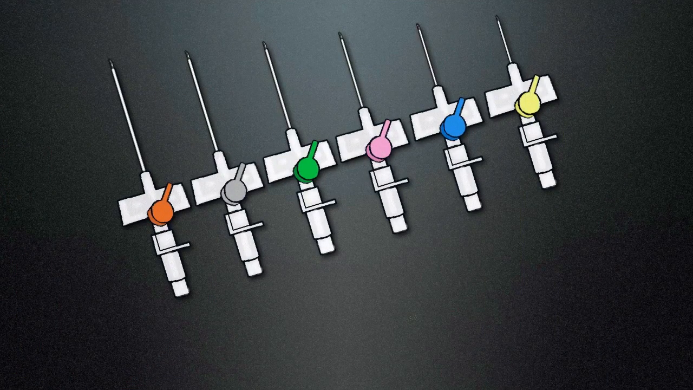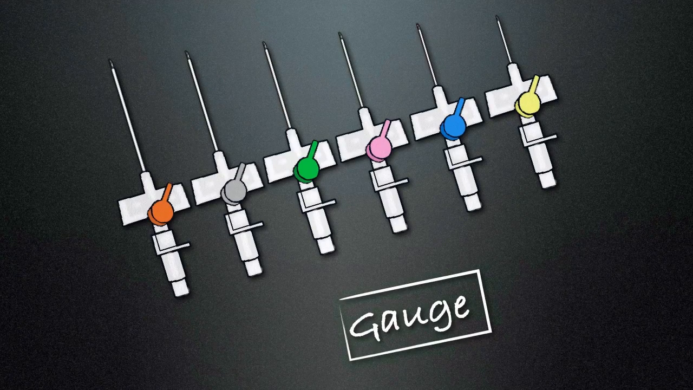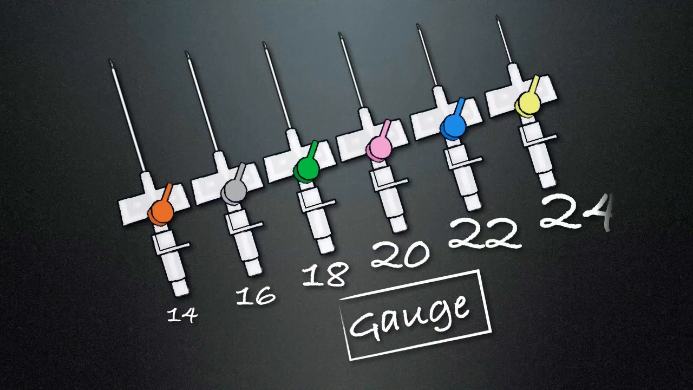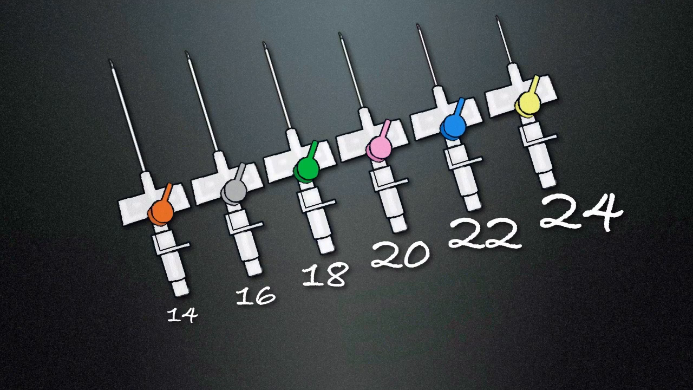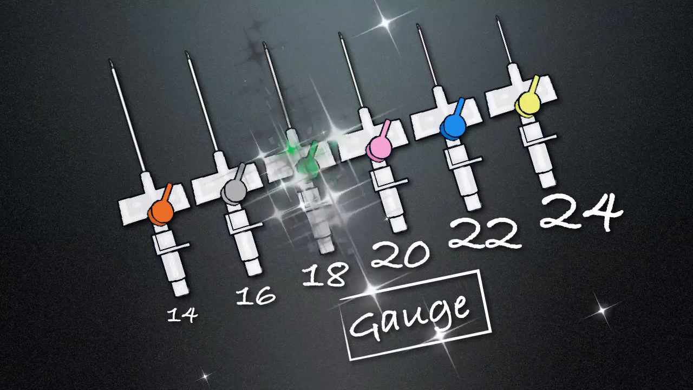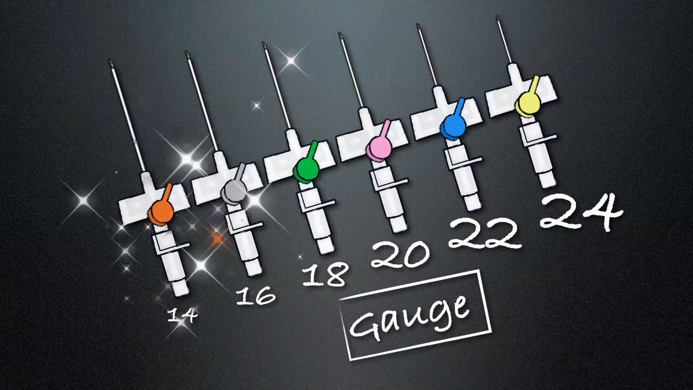IV cannulas come in a variety of different sizes and lengths. The size of a cannula is referred to as its gauge, and the larger the gauge number, the smaller the size of the cannula. Most IV cannulas are universally color-coded, meaning that an 18-gauge cannula will always be green, and a 14-gauge will always be orange.